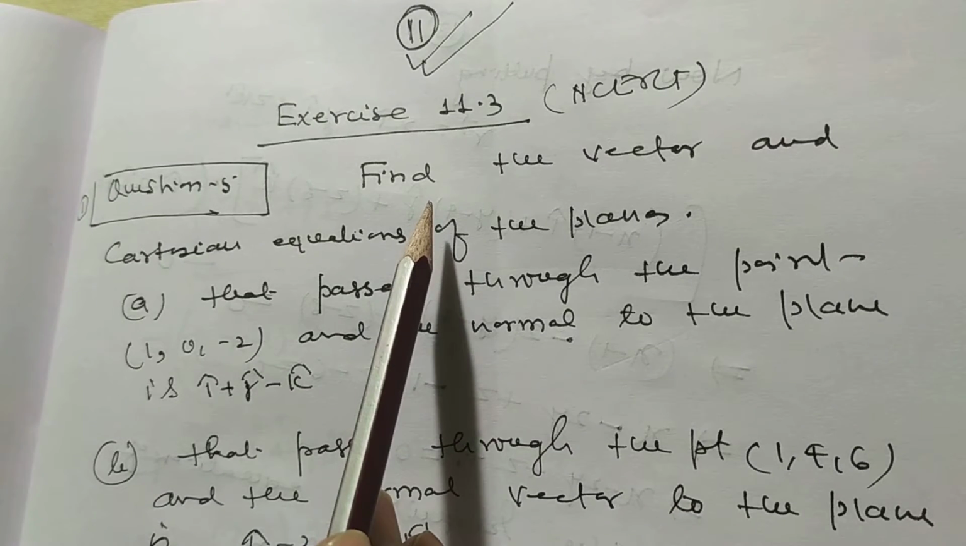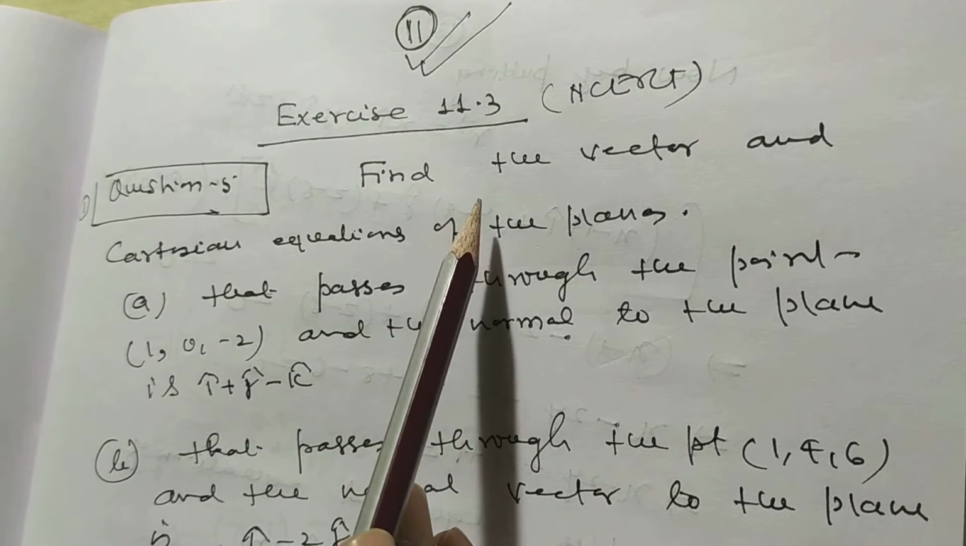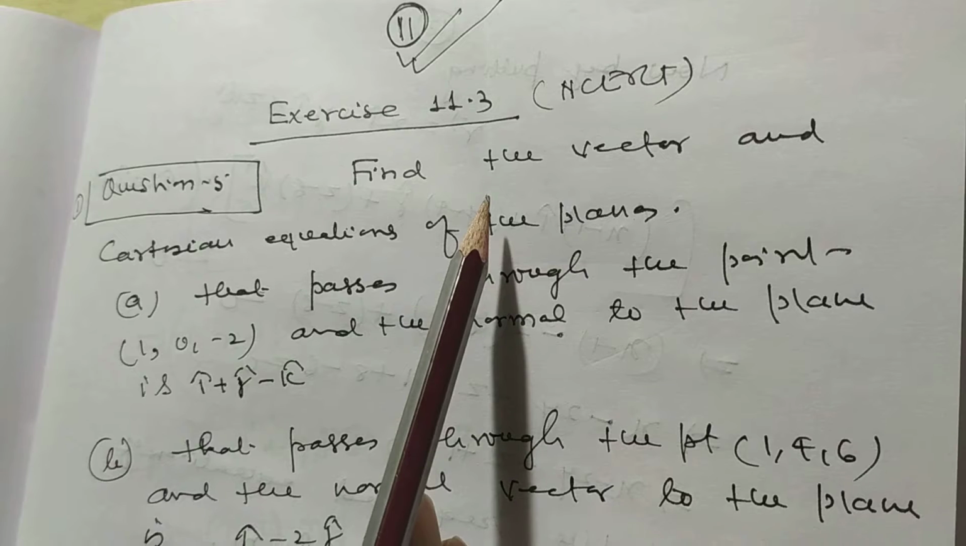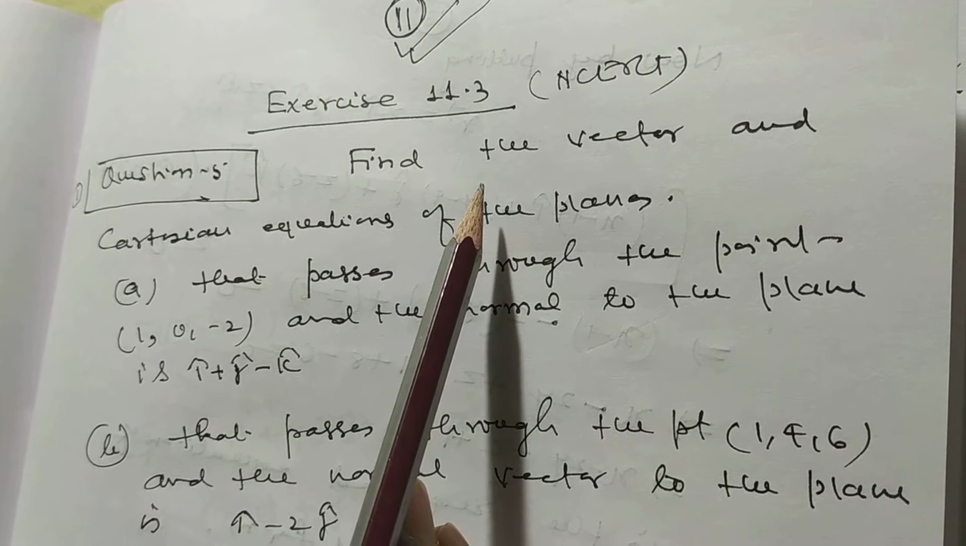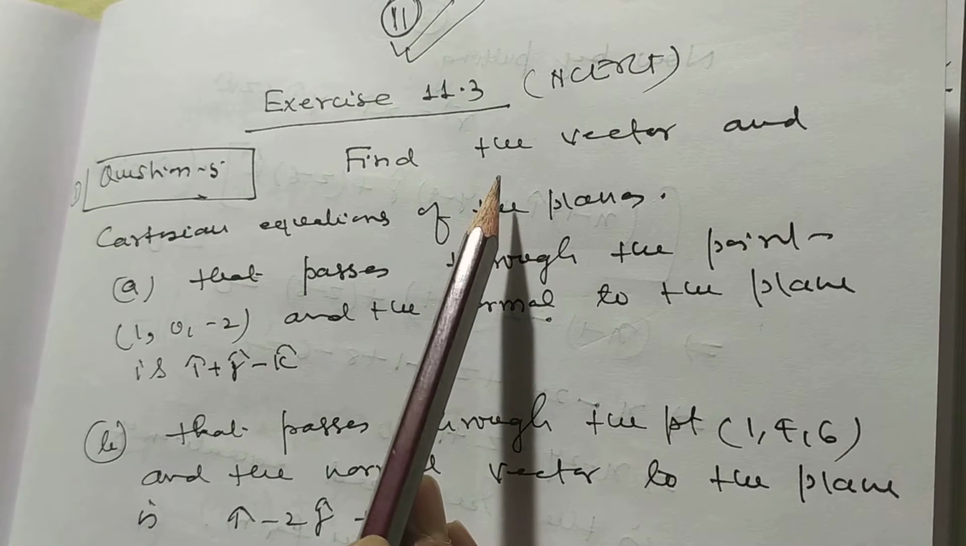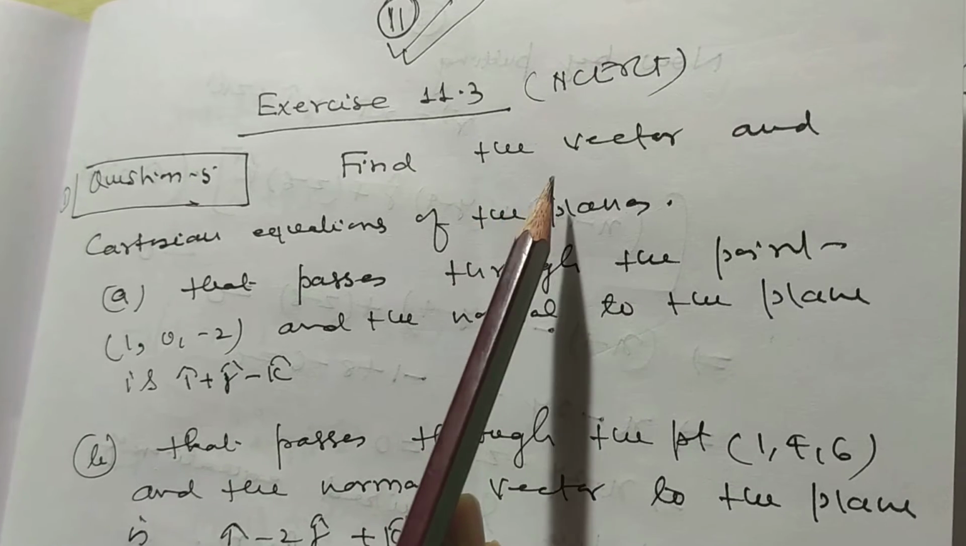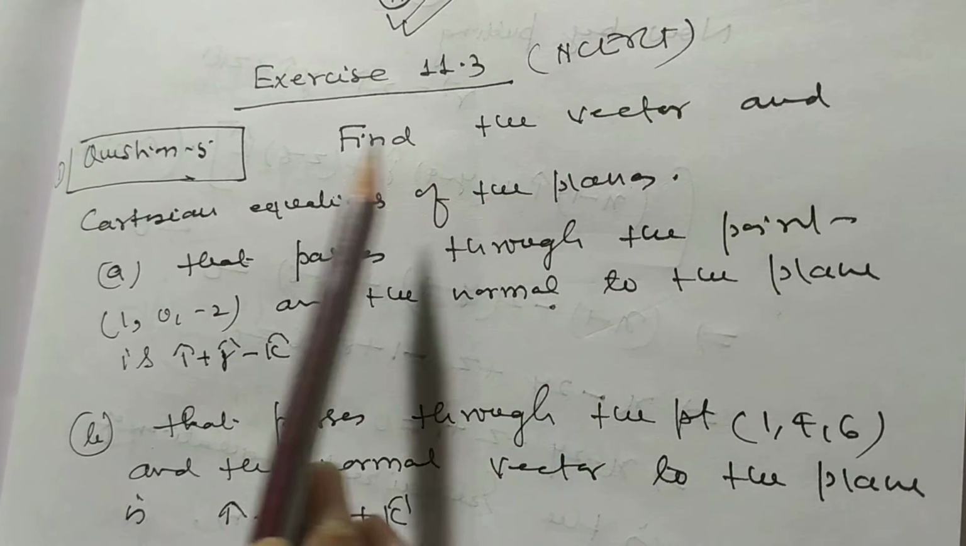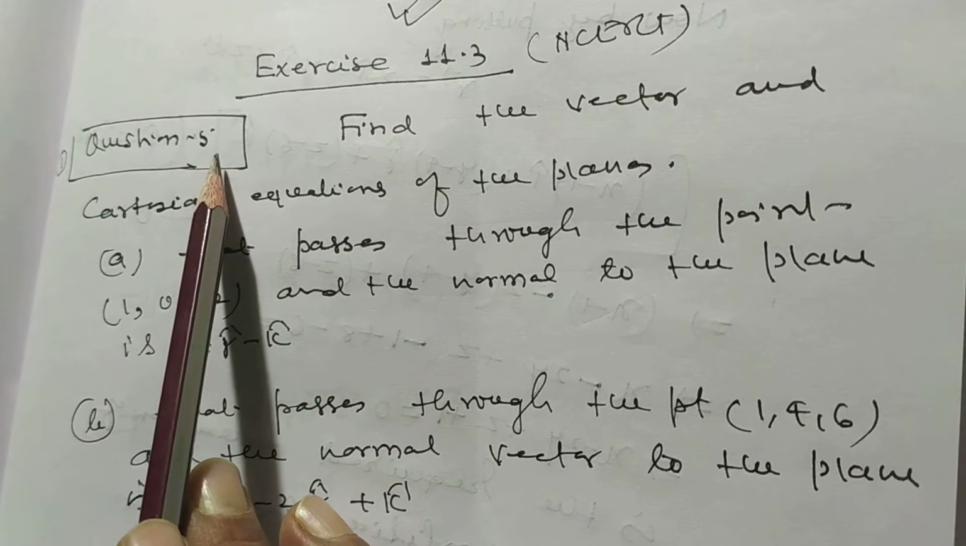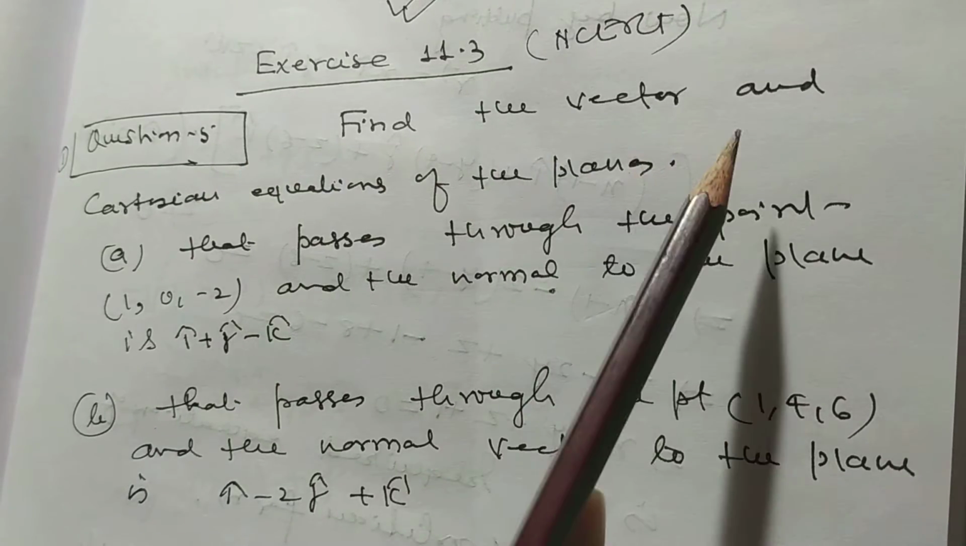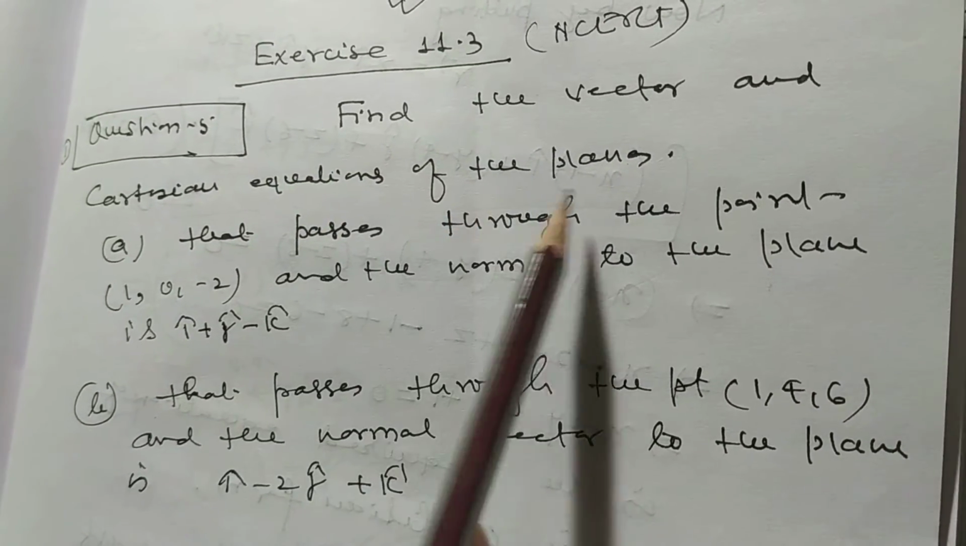My dear students, today I want to discuss the problems of exercise 11.3 from the book of NCERT. See problem number 5 of NCERT. Find the vector and Cartesian equation of the planes.